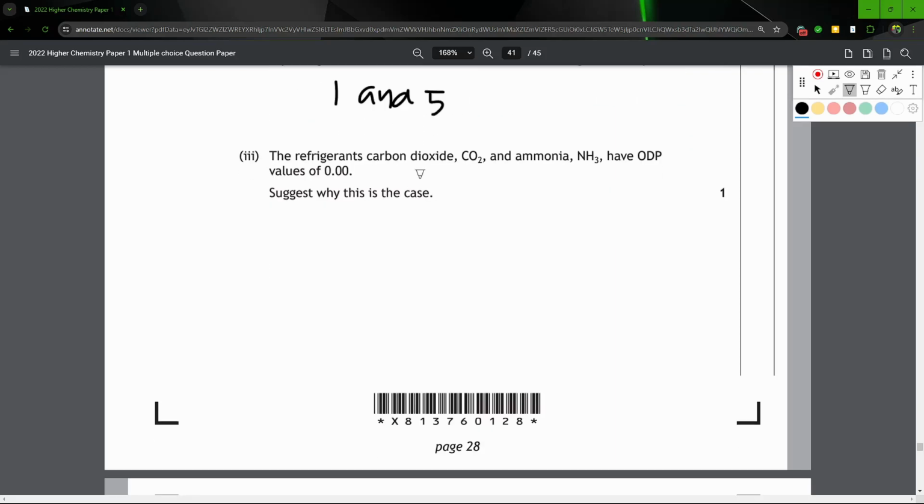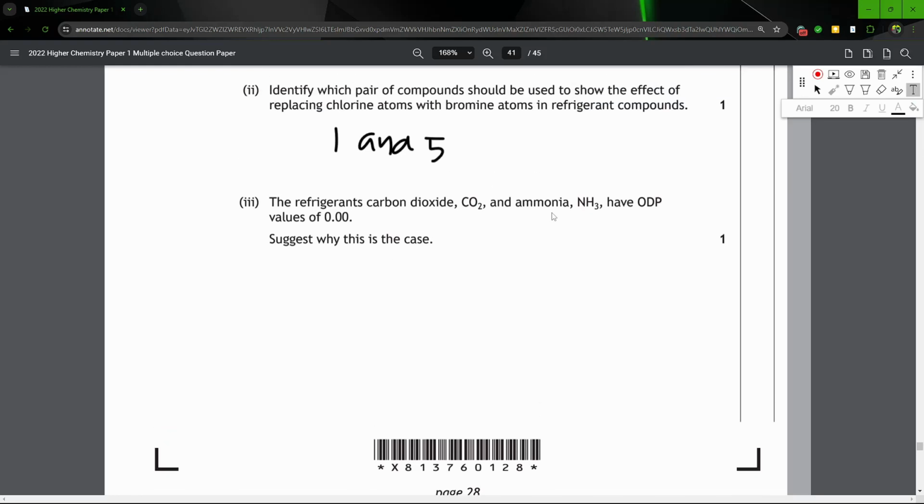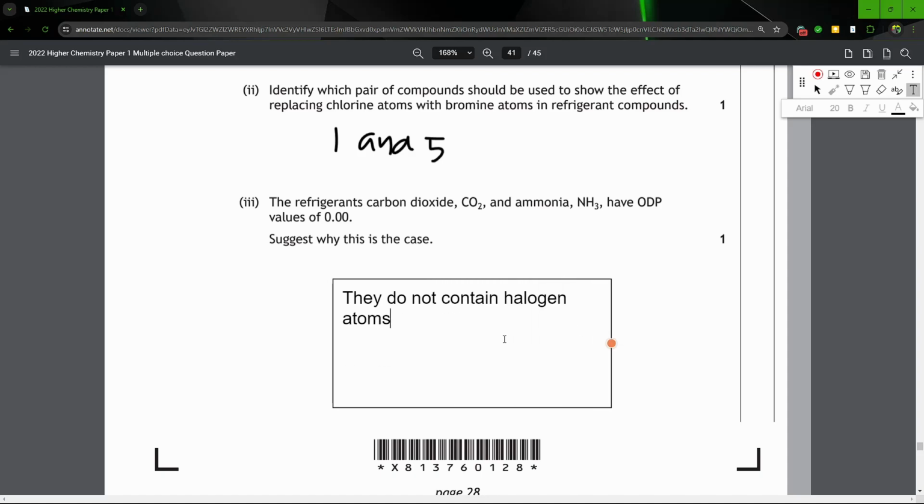The refrigerants carbon dioxide and ammonia have ODP values of 0, so that's why this is the case. They do not destroy the ozone layer, because they do not contain halogen atoms, so do not damage the ozone layer.